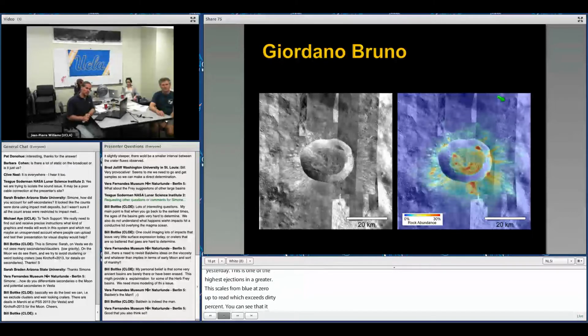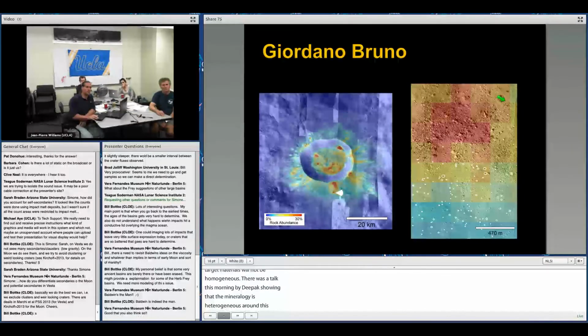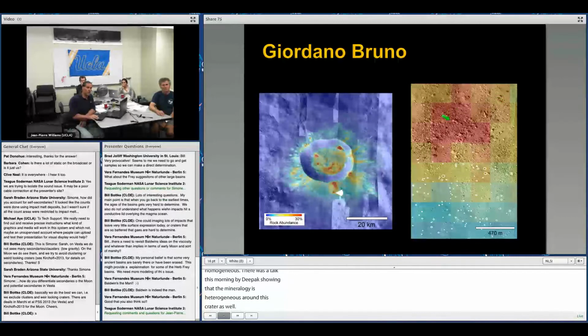So we can anticipate that the target material properties around here are not going to be homogeneous. And there's a talk this morning by Deepak also showing that the mineralogy is very heterogeneous around this crater as well. We can zoom in and take a closer look at one of these areas that has a very high rock abundance. Up in this red area, where we're at around 30% rock abundance, it's dominated by very large, tens-of-meter-scale blocks. These areas tend to be almost devoid of impact craters, whereas if you go down below here, where you have a lower rock abundance, you suddenly see an accumulation of craters.